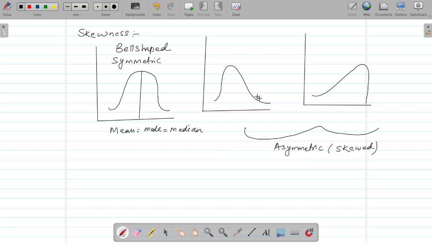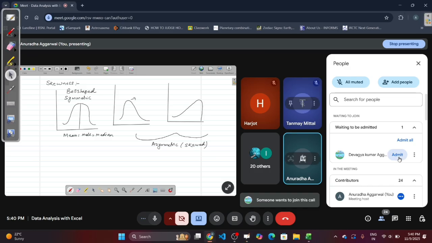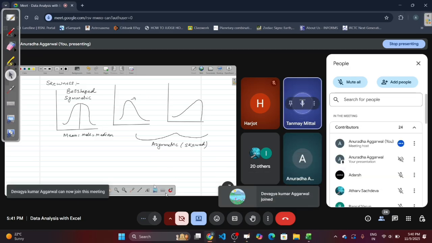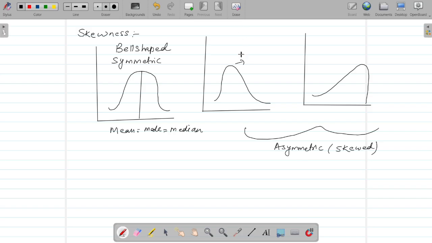So when you have more tail on the right, then it is called a positively skewed asymmetric curve. It is called positively skewed, right? And when it is more tail on the left side, then it is called negatively skewed, right?